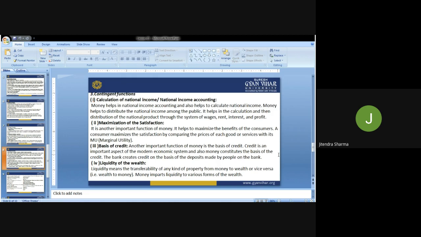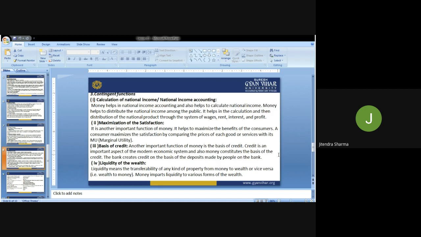We can allocate our resources very easily if we have a standard value or that money which we have in our country or worldwide also. It helps in calculating and distributing the national product through the system of wages, rent, interest, profit, subsidies, and so on.